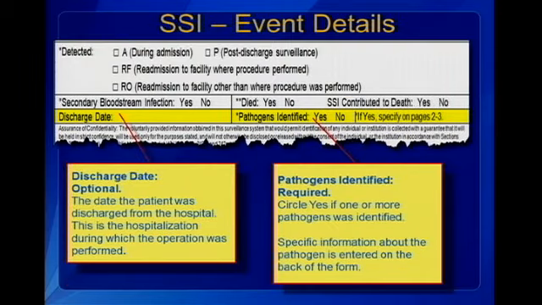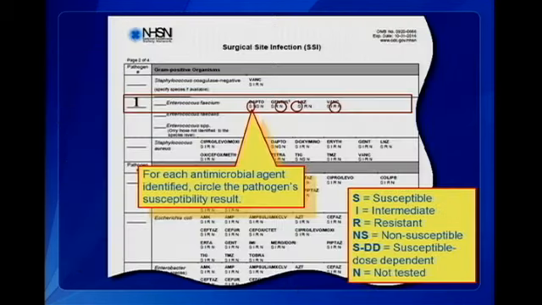And then lastly, your discharge date is still an optional field here. If they identified a pathogen, and do you necessarily have a pathogen when you have an SSI? No, not necessarily. You're then going to go in the back and you're going to have your drop-down of what pathogens were found.